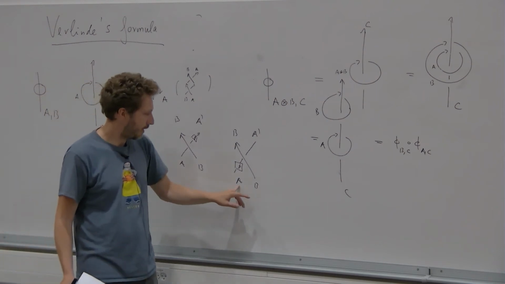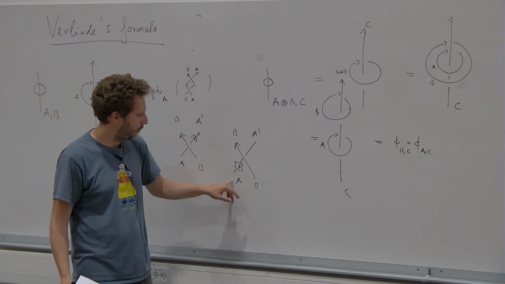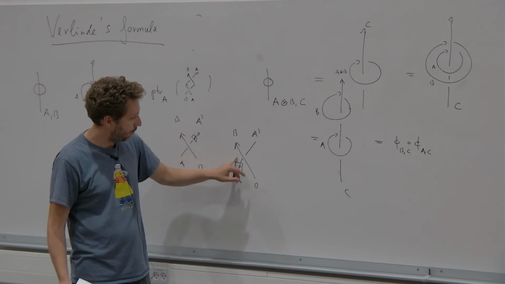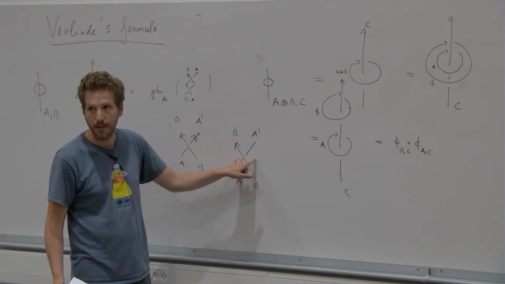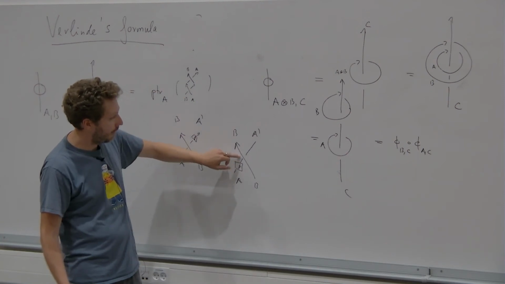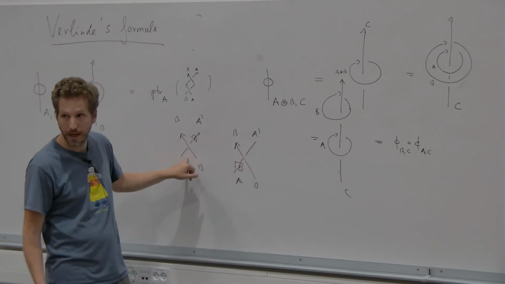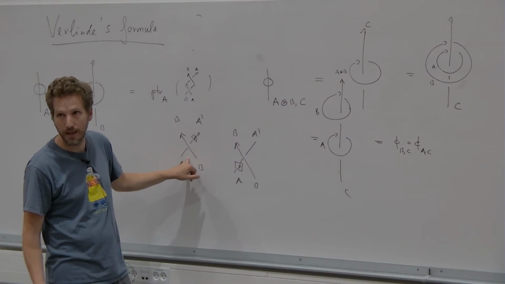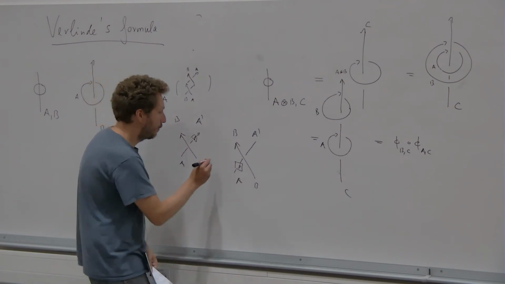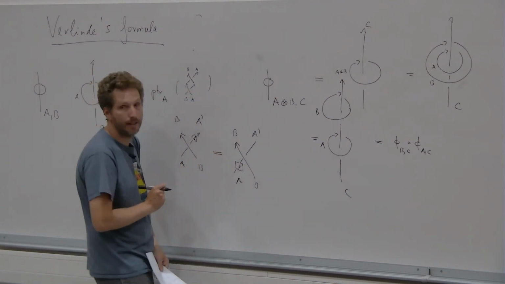Here, we take the tensor product of A and B, we apply the morphism F from A to A prime, and we apply the braiding. But here we apply the braiding of A prime with B, while here we take the braiding of A with B. So we take different braiding isomorphisms. Naturality of the braiding means that these two things are equal. That's the statement of naturality.